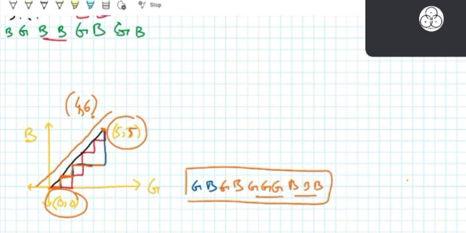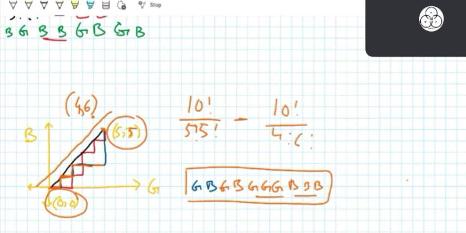So how would we find the number of paths? Total number of paths from 0, 0 to 5, 5 would be 10 factorial by 5 factorial, 5 factorial. Subtracted by the number of paths which are crossing the diagonal, that's the number of paths from 0, 0 to the reflected point 4, 6. That's 10 factorial by 4 factorial 6 factorial. So these are the number of arrangements of boys and girls.